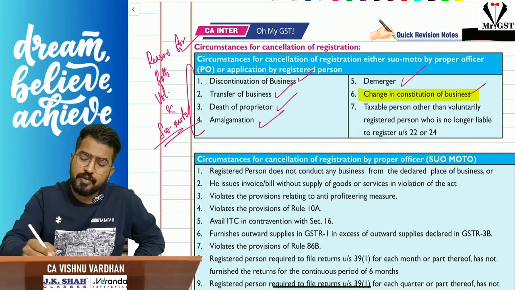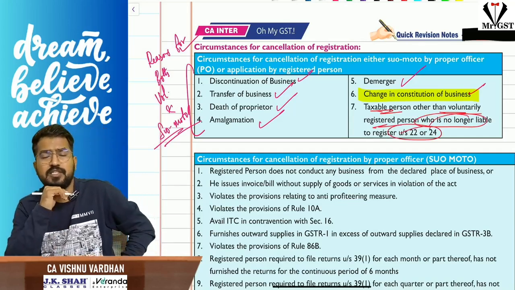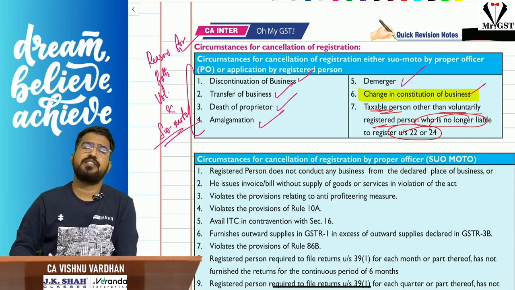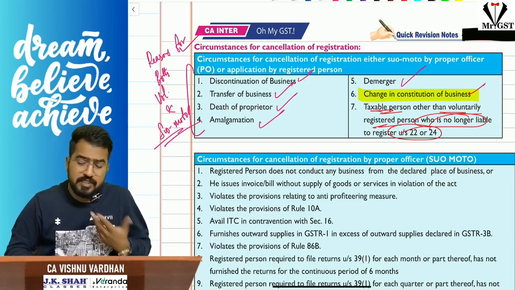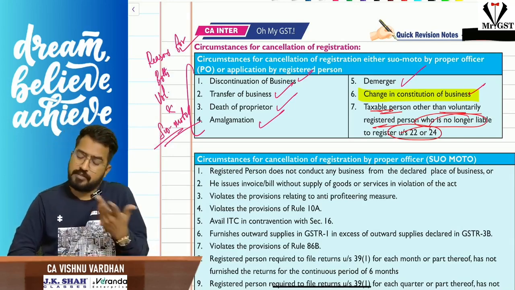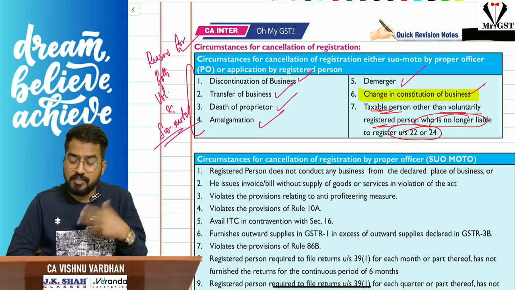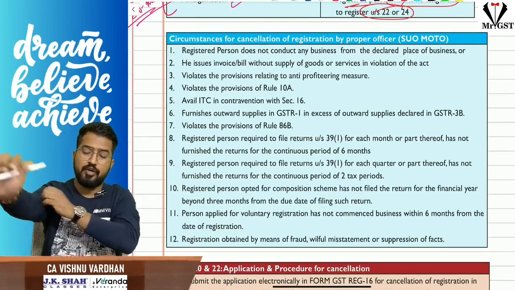Or you are a taxable person other than voluntarily registered and no longer liable for registration under section 22 or 24. Earlier section 22 or 24 was saying I am liable for registration, now the sections got amended and I am no longer liable for registration. In that case also, the proper officer will not cancel, you only should ask. These are the important points.